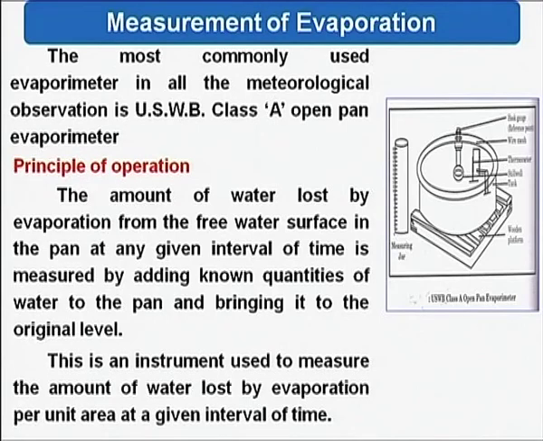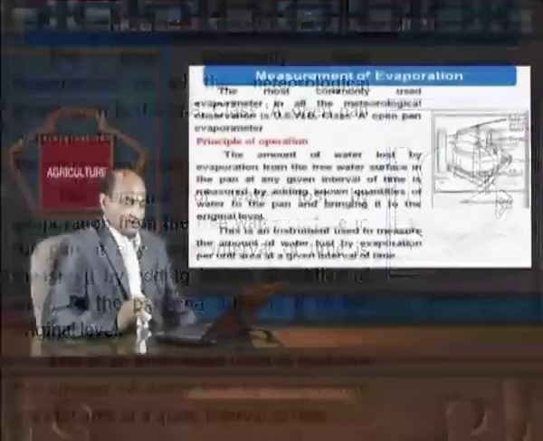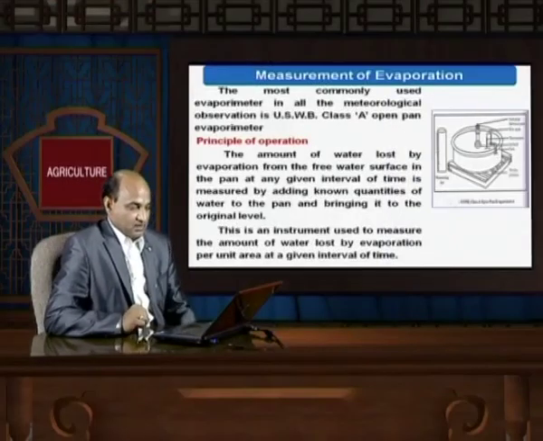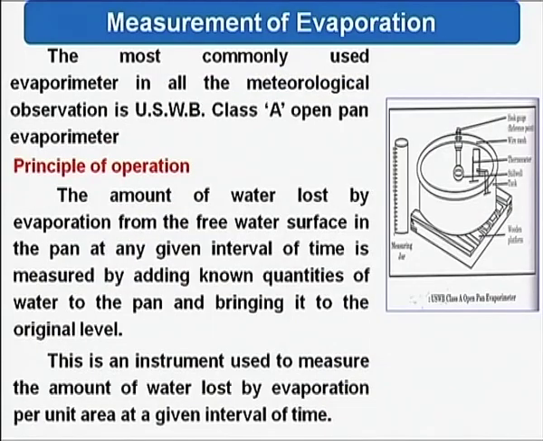Measurement of evaporation. The most commonly used evaporimeter in all meteorological observation is the United States Weather Bureau Class A open pan evaporimeter. It operates on the principle that the amount of water lost by evaporation from the free water surface in the pan at any given interval of time is measured by adding known quantities of water to the pan and bringing it to the original level. This is an instrument used to measure the amount of water lost by evaporation per unit area at a given interval of time.